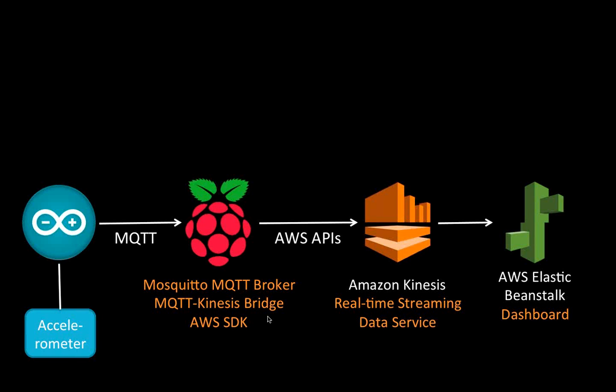And on the other side of Kinesis, I'm running a live dashboard. This is the earthquake sensor dashboard. I'm running it on AWS Elastic Beanstalk for the convenience of just deploying and running my application in the cloud. Now, this is how I receive the sensor readings, and I will show you the visualization next.